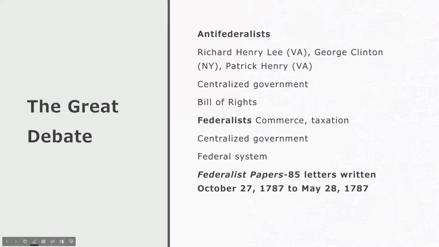And this was the period of the Great Debate. You had on the one hand the Anti-Federalists, individuals like Richard Henry Lee of Virginia, George Clinton of New York, and Patrick Henry of Virginia, who viewed with great suspicion any form of centralized government. They viewed this as the first step towards tyranny, of going back to a monarchy.